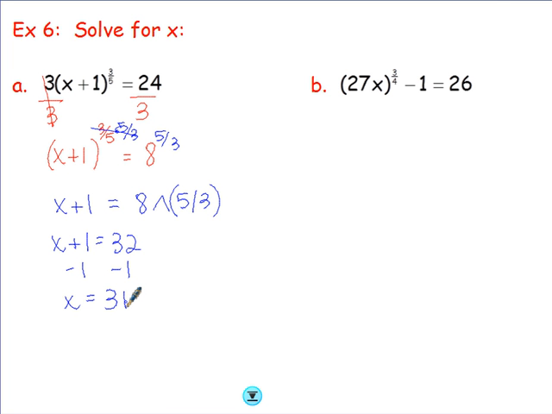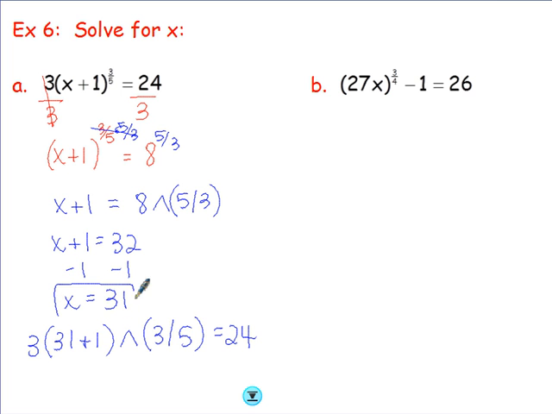If you go to check your answers, you can do the left side, 3 parentheses in your calculator, 31 plus 1. If you want to do this all at one time, 3 parentheses, 31 plus 1, close parentheses, exponent button, parentheses, 3 divided by 5. If you type all of that in one time, which is fine, you should get an answer of 24. So that answer works. Go ahead and pause the video, and then I want you to try this one on your own, and we'll start back up to check your answer.